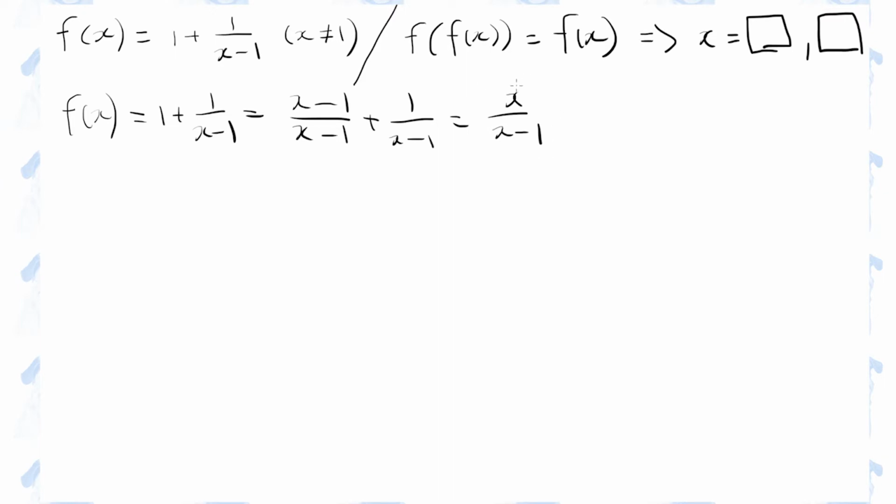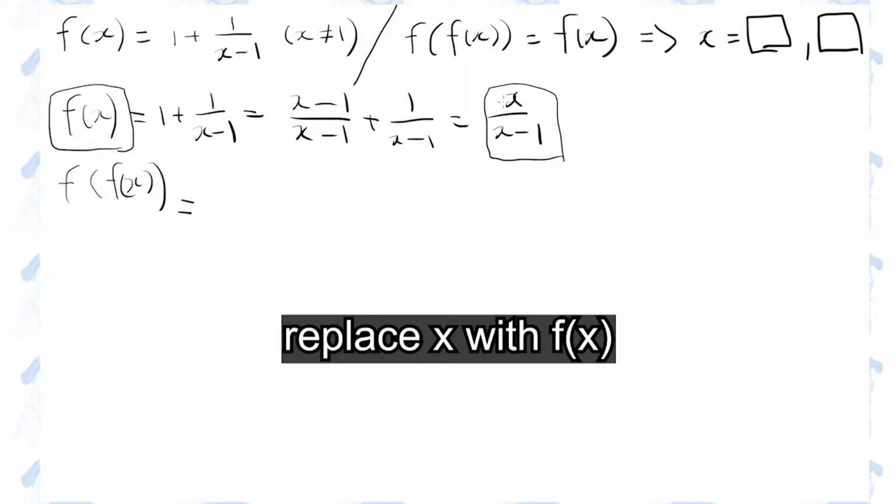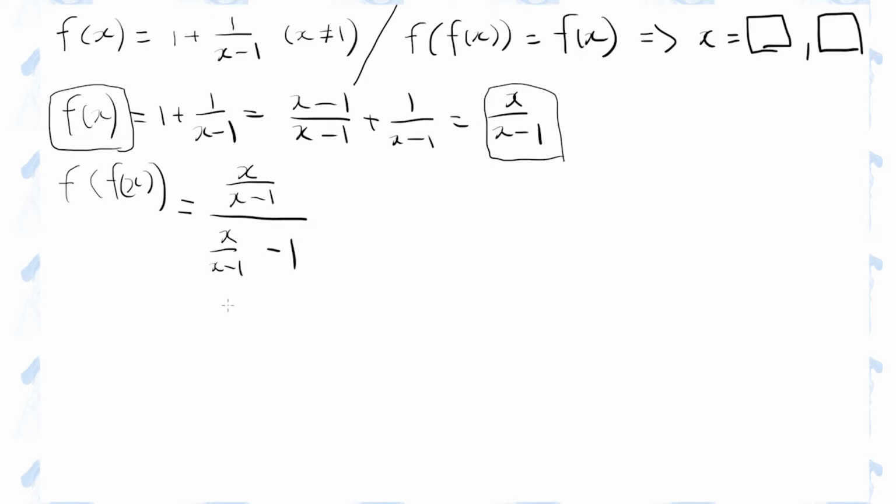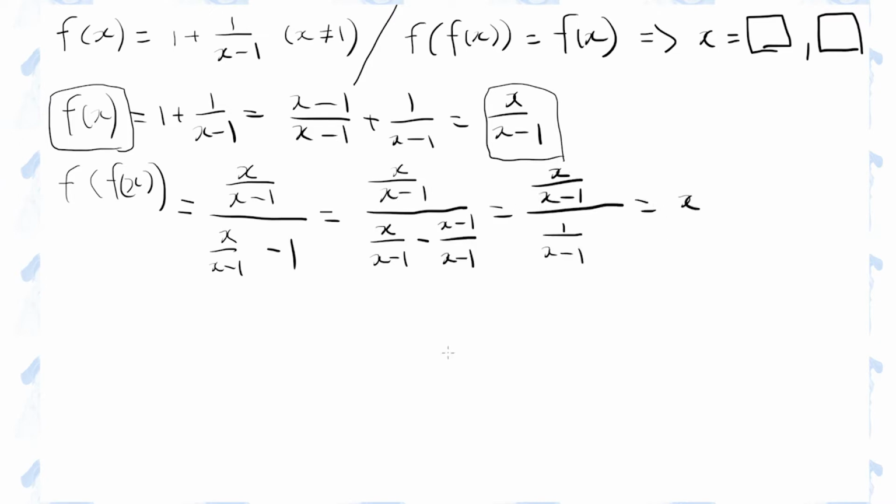So f of x is x over x minus 1. Next, let's find f of f of x. So in place of x, put x over x minus 1. So let's simplify this expression. So f of f of x is equal to simply x.